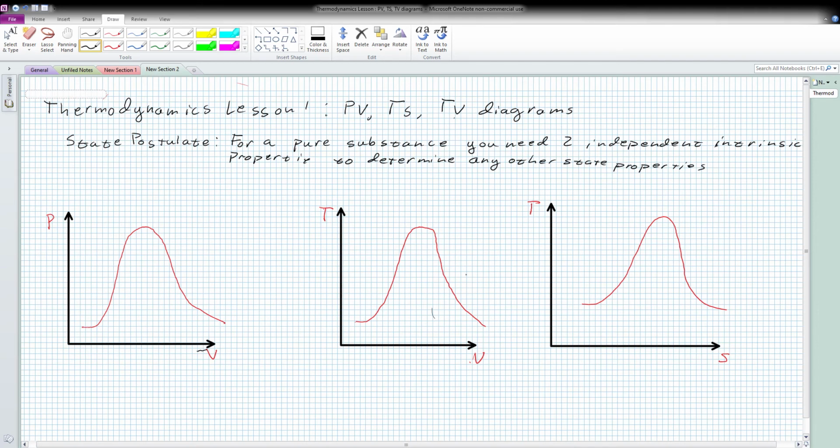Now before we cover these diagrams, we have to understand what is called the state postulate. The state postulate states that for a pure substance you need two independent intrinsic properties to determine any other state properties. Intrinsic properties are properties that do not rely on the material's mass, such as pressure, temperature, specific volume. Now specific volume, if you recall, is defined as meters cubed per kilogram.